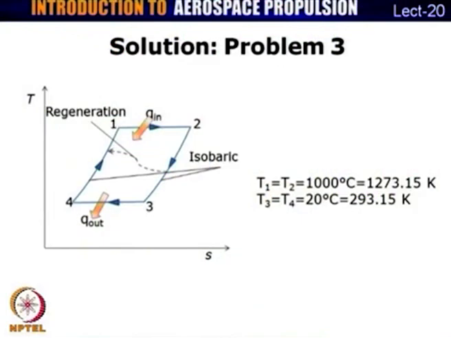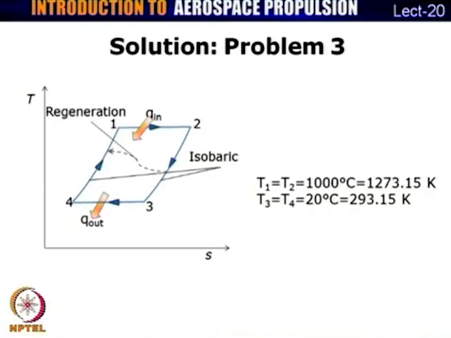Now, in this problem for the Ericsson cycle, we have the temperature of heat addition, T1 equal to T2 because it is isothermal, with heat addition taking place at a constant temperature of 1000 degrees Celsius, and that is 1273.15 Kelvin. And heat rejection takes place at a constant temperature again, therefore T3 is equal to T4, which is 20 degrees Celsius, and that is 293.15 Kelvin.